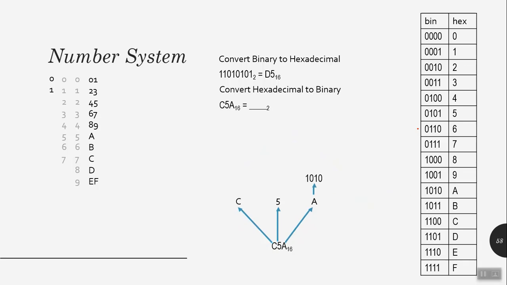So we'll just write it again. So 5 is 0101. And then C is equal to 1100. And then just merge it. And that's how we got our answer to C5A, which is converted into binary number system.